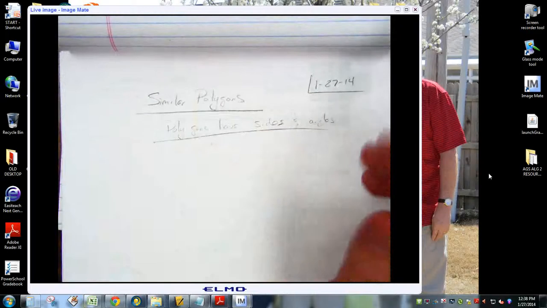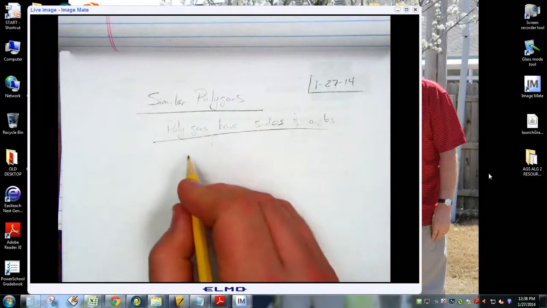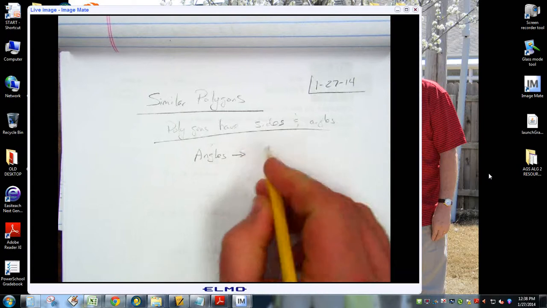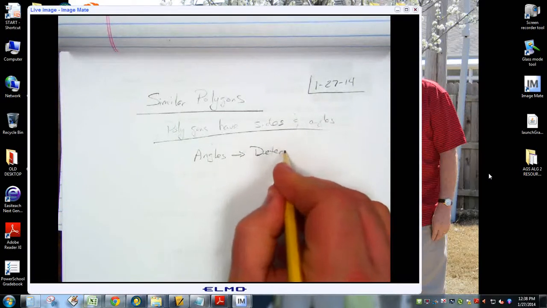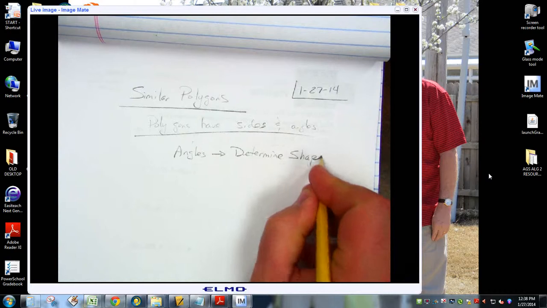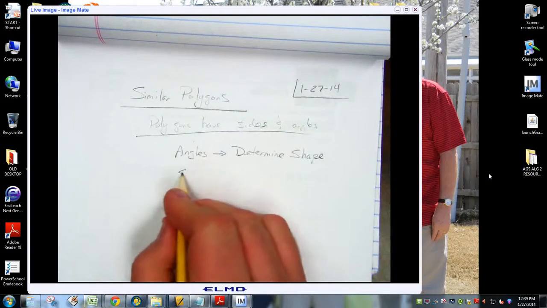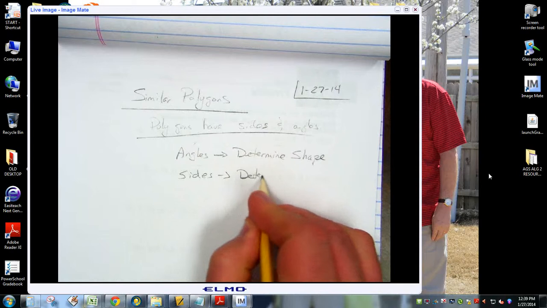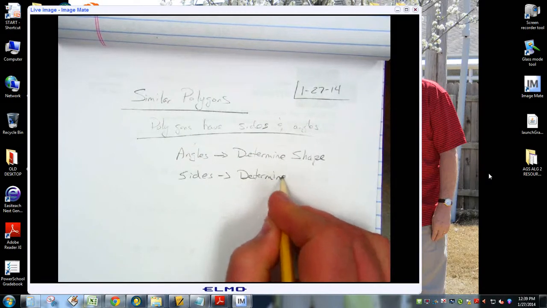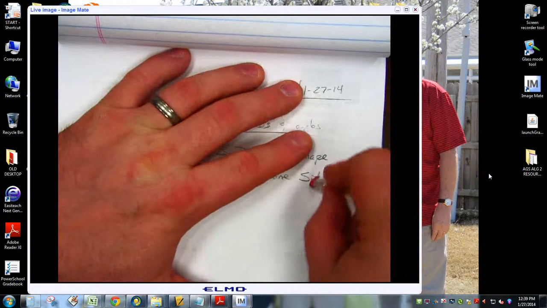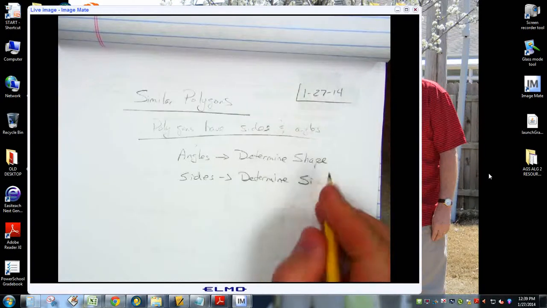Polygons have sides and angles. Angles determine what? You guys remember? Shape. Sides help determine what? Not the sides, but the size.